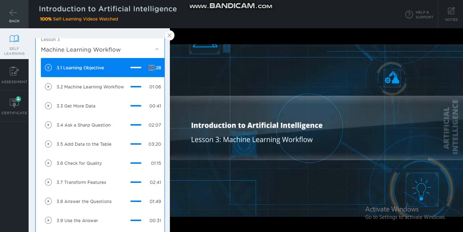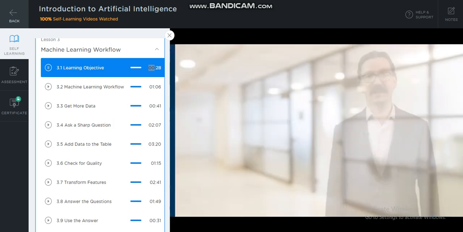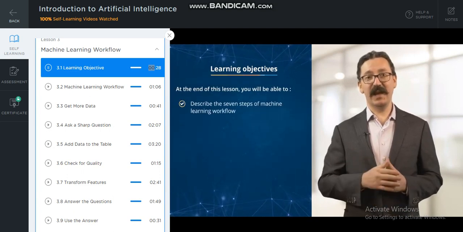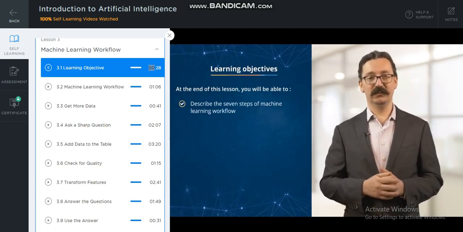Lesson 3, Machine Learning Workflow. At the end of this lesson, you will be able to describe the 7 steps of a machine learning workflow.